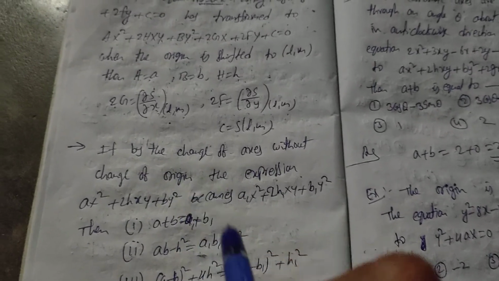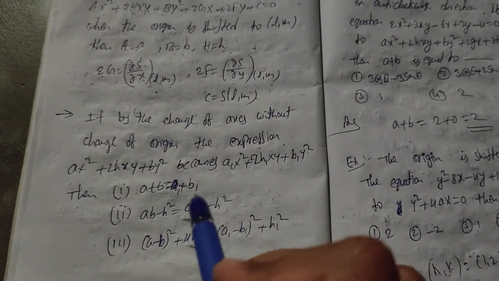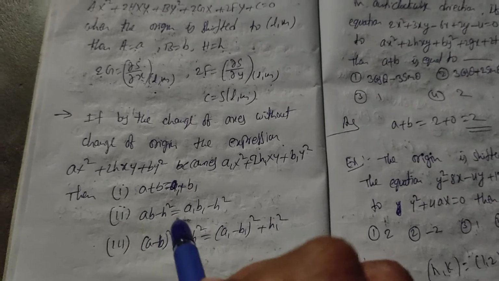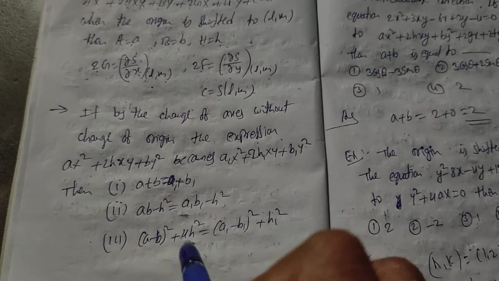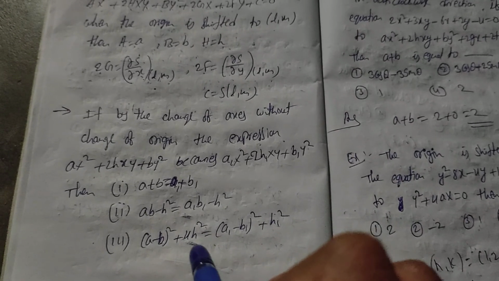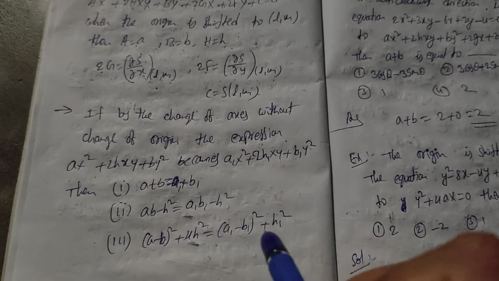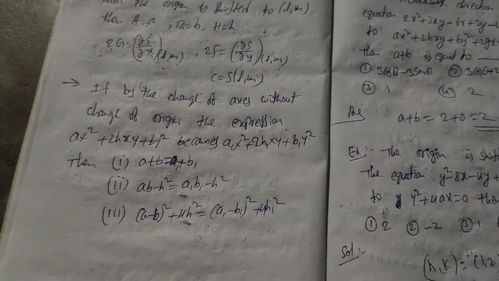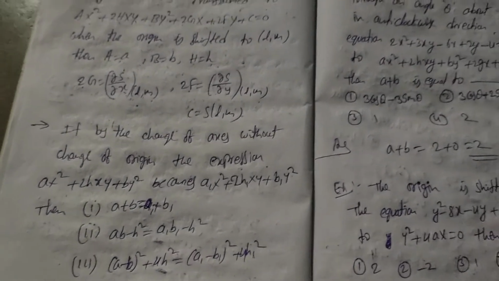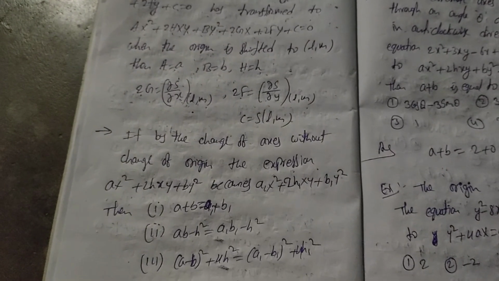Some rotation is there. Okay, so then a plus b is equal to a1 plus b1, and ab minus h square is equal to a1b1 minus h1 square, and (a minus b) whole square plus 4h square is equal to (a1 minus b1) whole square plus 4h1 square. Okay, so these are the formulas. Just remember these formulas, very easy.